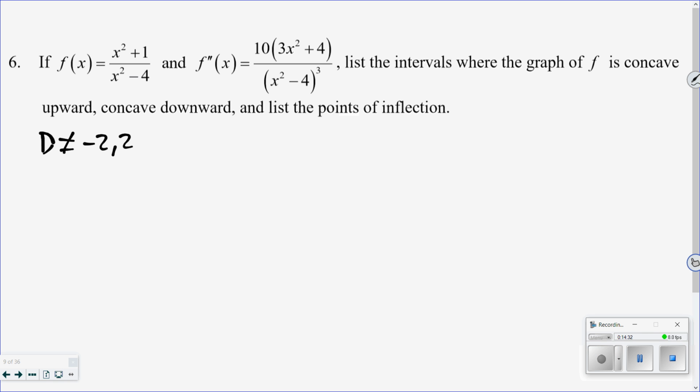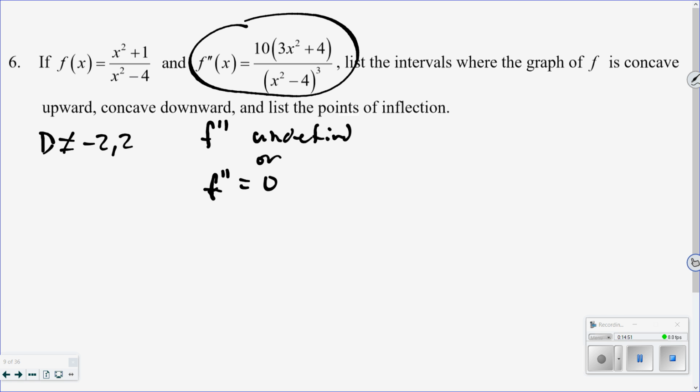Now let's look at the second derivative. I want to find out when the second derivative is undefined, or when it is equal to 0. Those are the two things I'm looking for. The nice thing is they give us the second derivative, so we don't have to find it. So when is it undefined? That's when the denominator equals 0, when x squared minus 4 equals 0, so at plus or minus 2. It's undefined at x equals plus or minus 2.